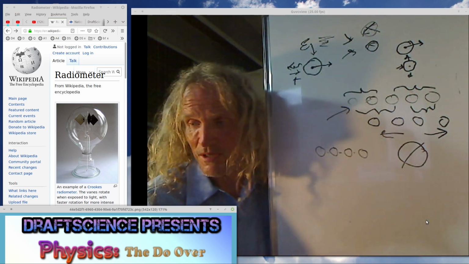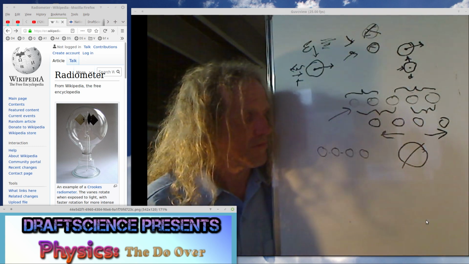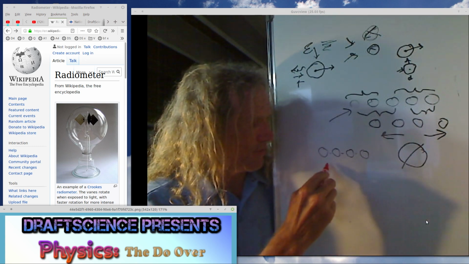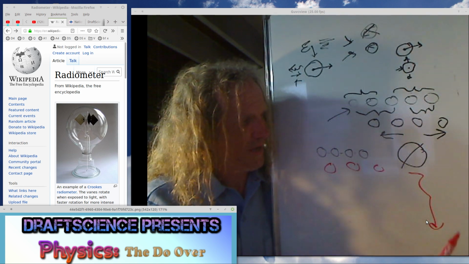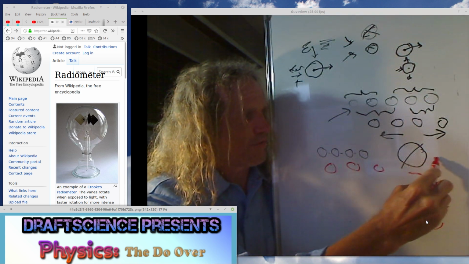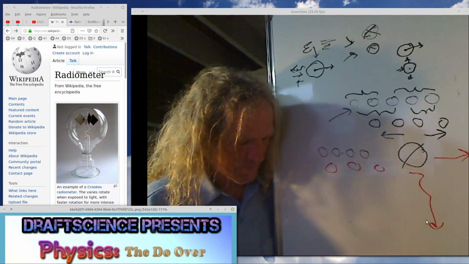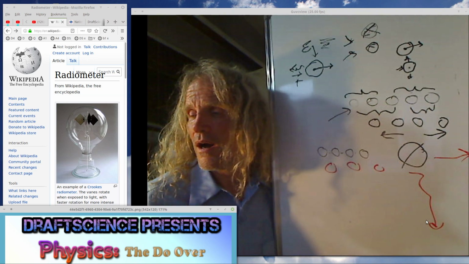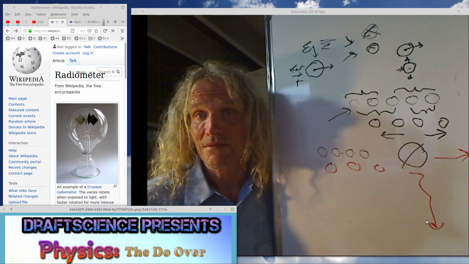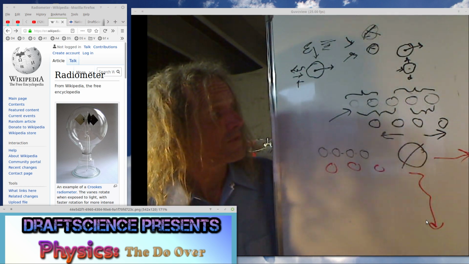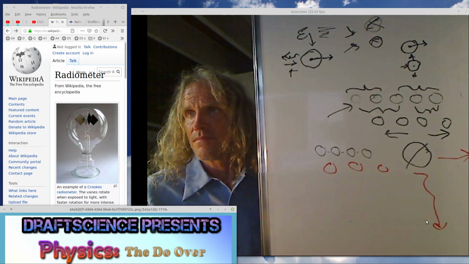And I've already explained that if the red ones are hitting you, something different is going to happen than if the black ones are hitting you. If the red ones hit, they just leave going that way. If the black ones hit, you end up moving that way. I shouldn't have done that in red. And that's all there is to this. Not complicated.